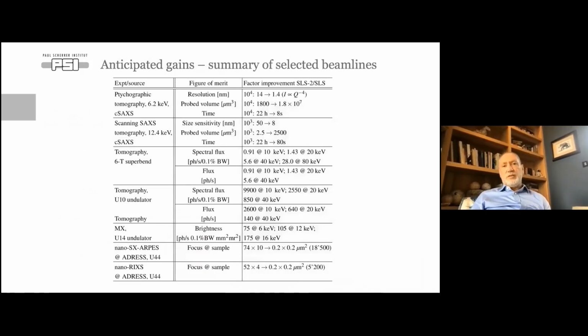So this is just a summary of the anticipated gains for certain selected beamlines. Again, I will not go over each individual number, but this is something which you can look at your leisure afterwards.